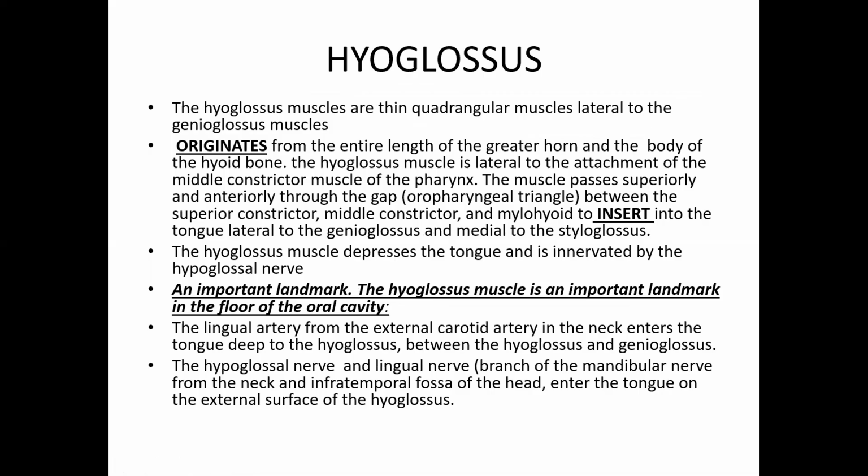Now the hyoglossus muscle is a thin quadrangular muscle. It is lateral to the genioglossus muscle. It originates from the greater horn of the body of the hyoid bone. It is lateral to the attachment of the middle constrictor muscle of the pharynx. The muscle passes superiorly and anteriorly through the gap, the oropharyngeal triangle, between the superior constrictor, middle constrictor, and the mylohyoid muscle. It is inserted into the tongue lateral to the genioglossus muscle and medial to the styloglossus. Function of this muscle: it depresses the tongue and it is innervated by the hypoglossal nerve.